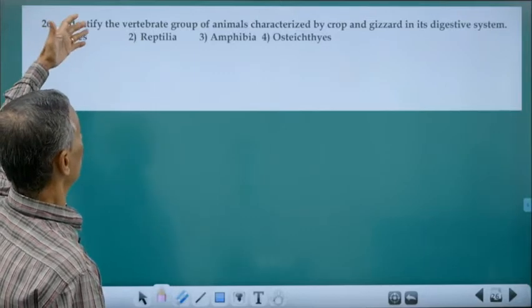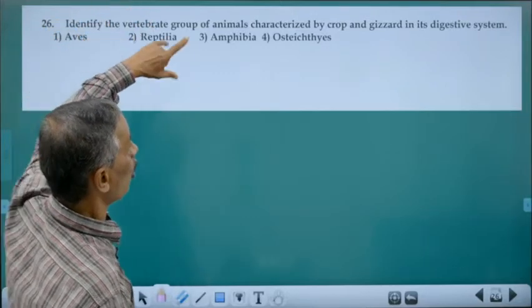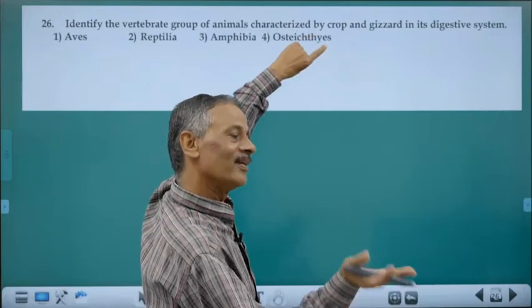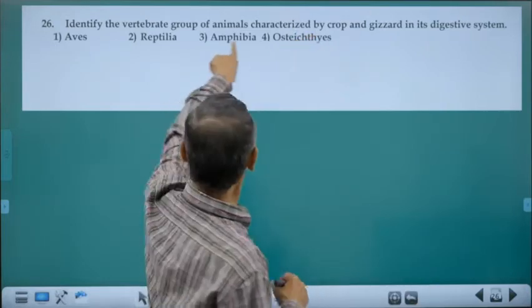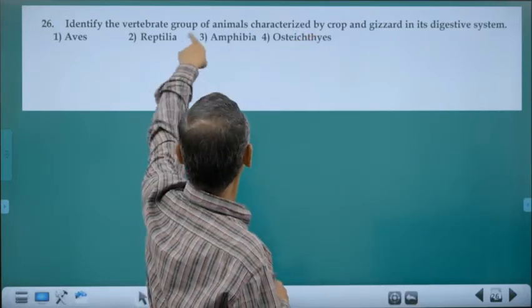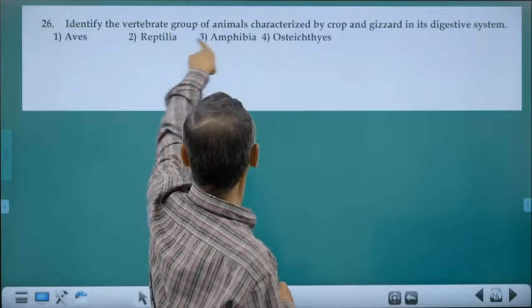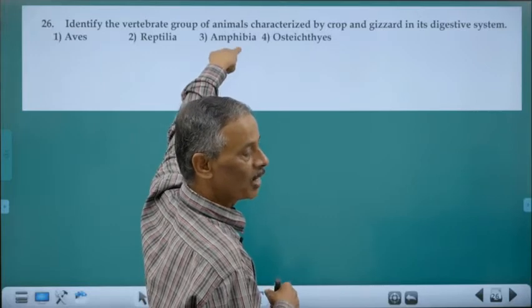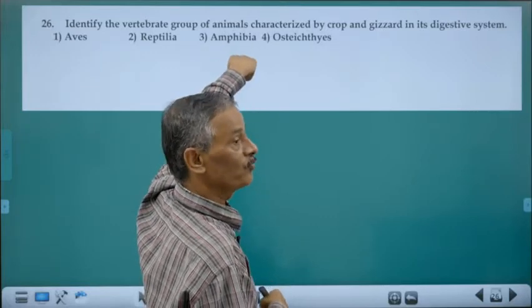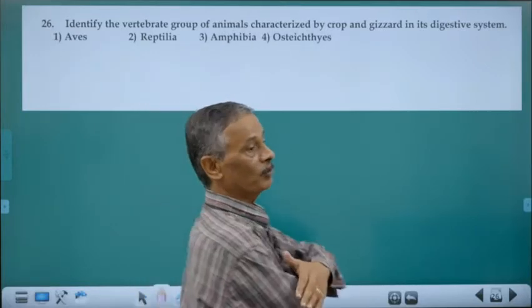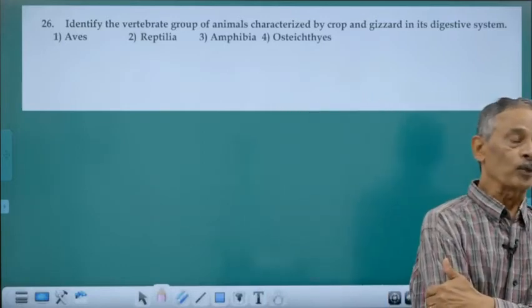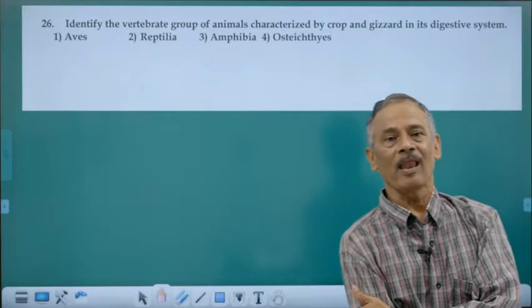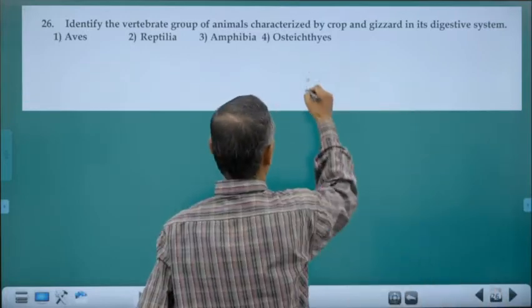Identify the vertebrate group of animals characterized by crop and gizzard. See, crop and gizzard you can see in cockroach also. But the question is, chordate animal characterized by crop and gizzard, and identify a vertebrate group. So that is bird. Birds are having no teeth to reduce the weight. The upper and lower jaws are protruded as beak and covered by a horny outer epithelial covering called rhamphotheca.